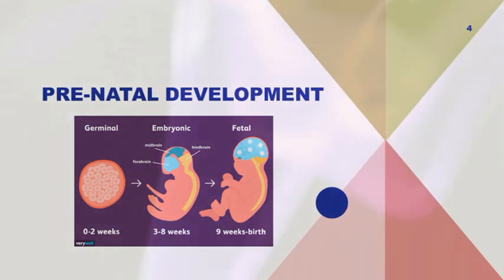And the zygote rapidly divides through mitosis as it travels down the fallopian tube towards the uterus. And around 7 to 10 days after fertilization, the zygote implants itself into the uterine lining, marking the end of this germinal stage. Then we have the embryonic stage, and this lasts approximately 2 to 8 weeks after conception.